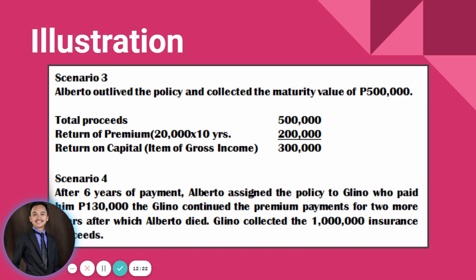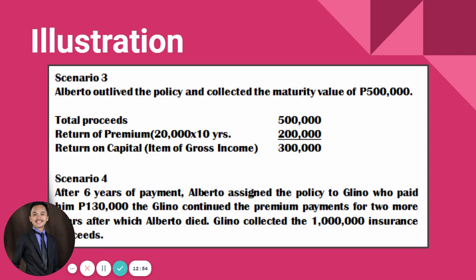So what will be the tax effect on that, guys? The assignment or sale of the policy by Alberto to Glino for 130,000 resulted in a 10,000 taxable return on capital. Why is it taxable by 10,000? Because 6 years times 20,000 will be considered as return on capital.